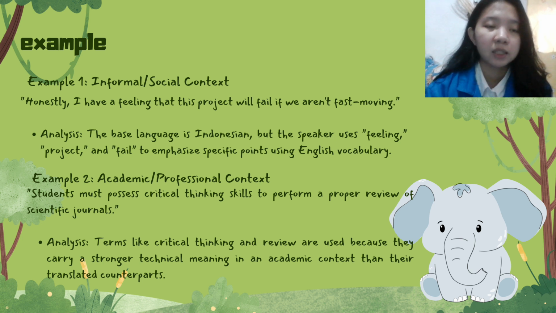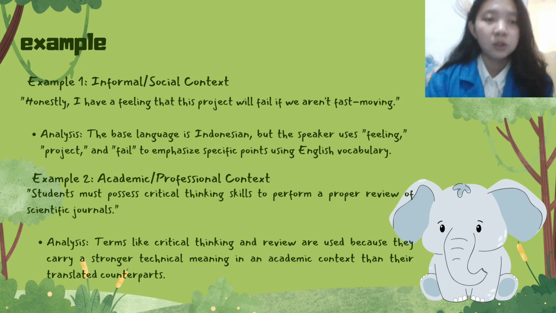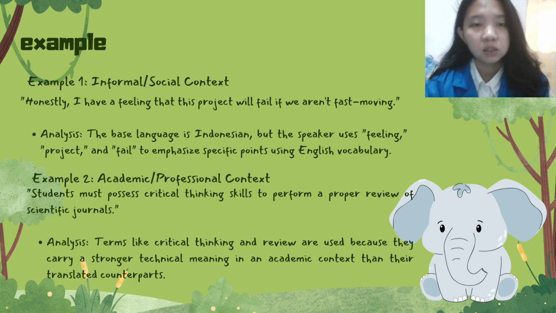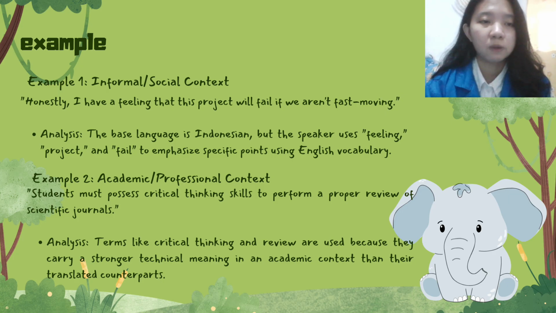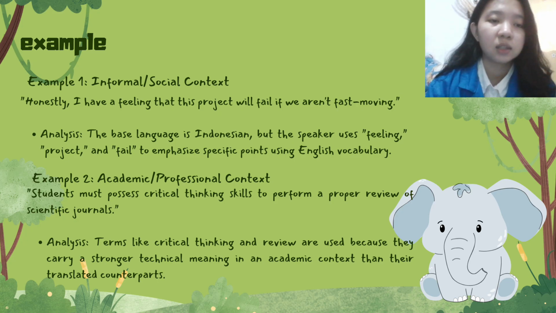vocabulary. Example number 2. Academic or professional context. Students must use critical thinking skills to perform a proper review of scientific journals. In the analysis, terms like critical thinking and review are used because they carry a stronger technical meaning in an academic context than their translated counterparts.